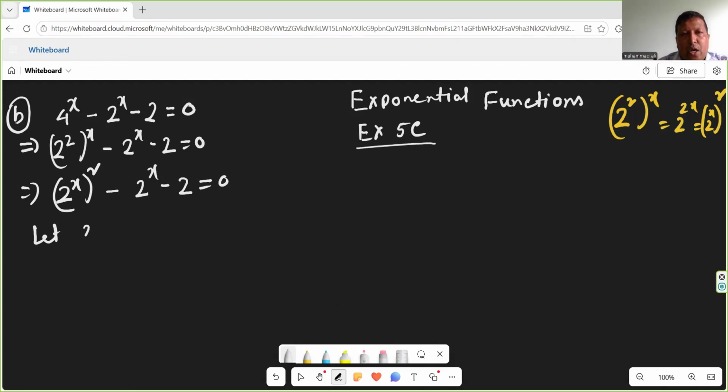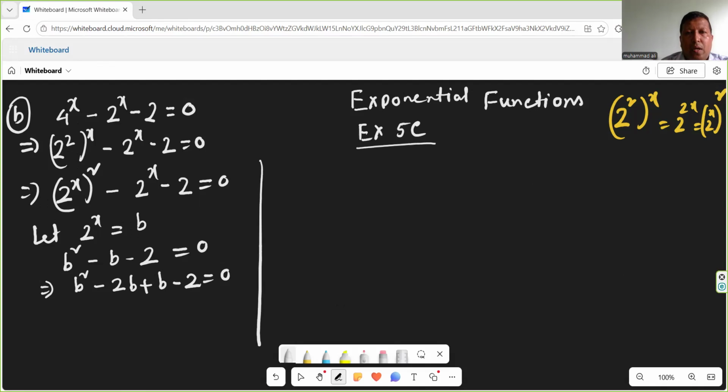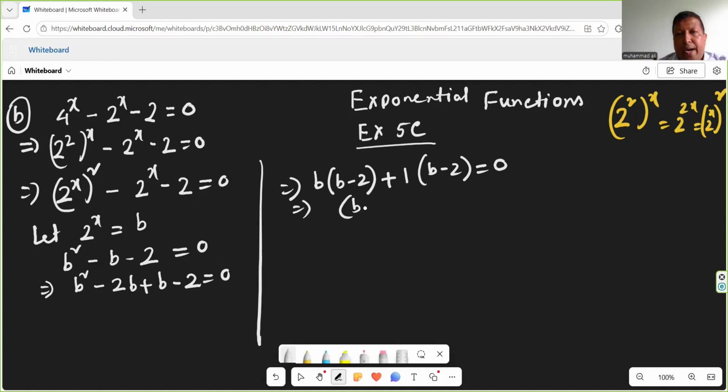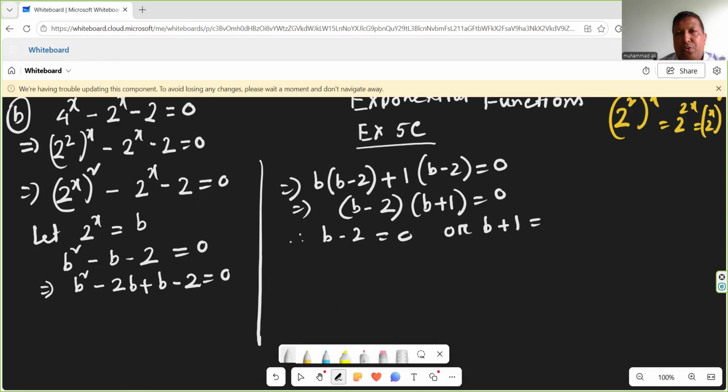Now let 2 to the power x equal b. So it will be b squared minus b minus 2 equals 0. Now we have to do factorization: b squared minus 2b plus b minus 2 equals 0. If we take b common, we get b(b minus 2). If we take 1 common, it will be plus 1(b minus 2). Now (b minus 2)(b plus 1) equals 0. Therefore, b minus 2 equals 0 or b plus 1 equals 0.